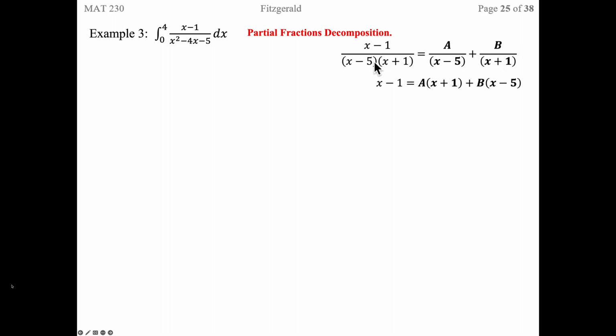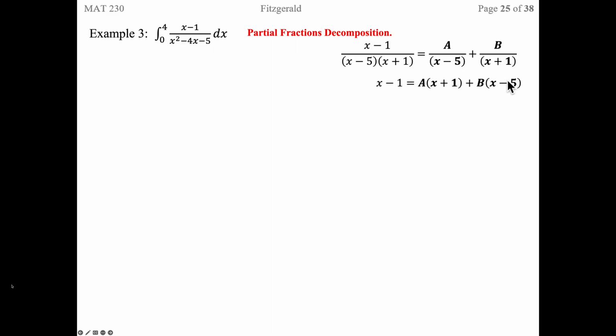Factor my bottom. I'm going to get x minus 5 and an x plus 1. And we'll put capital A over x minus 5 plus capital B over x plus 1. And then from here, we'll multiply by the least common denominator, which means x minus 1 is going to equal A times the x plus 1, and the x minus 5 gets multiplied to my B. Again, remember, we're multiplying these two binomials to both sides. So this cancels the x minus 5, leaving me an x plus 1 times my capital A. My x plus 1 cancels, leaving x minus 5 being multiplied to my B.